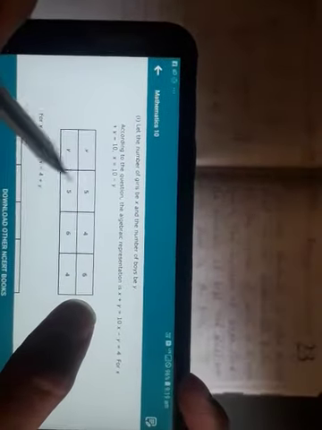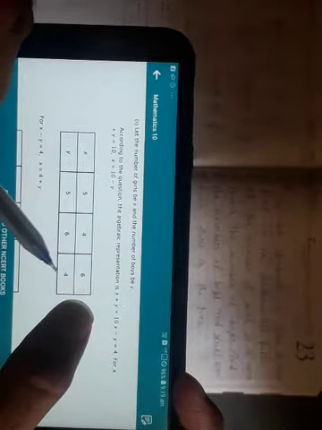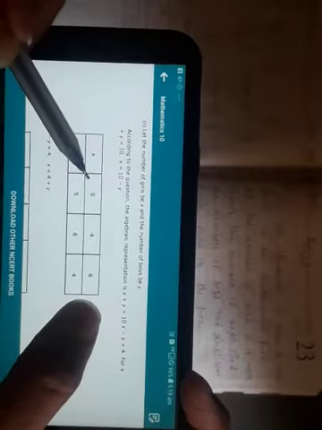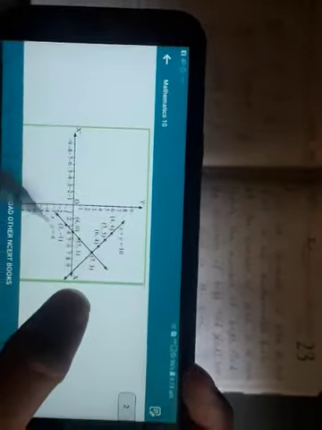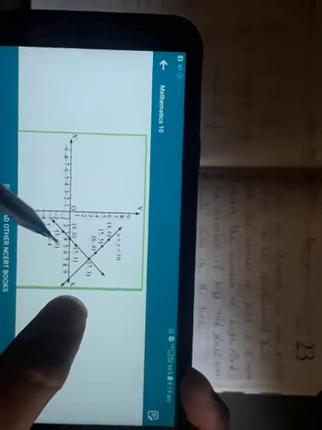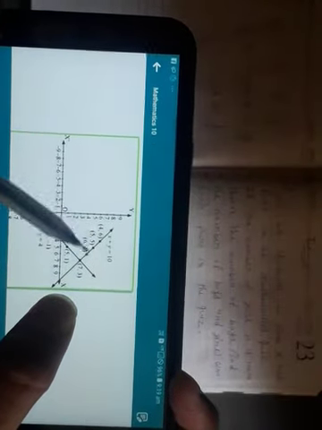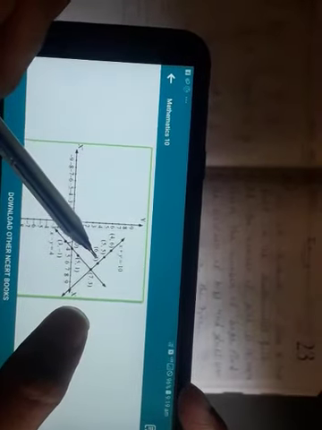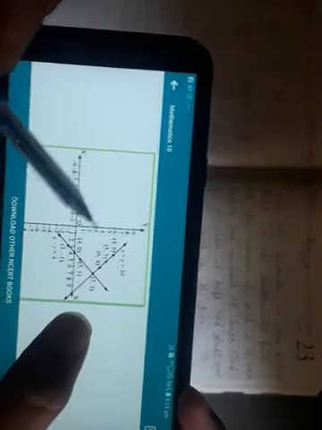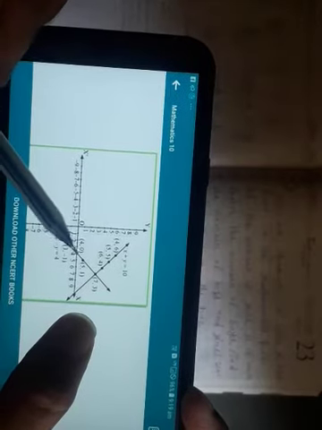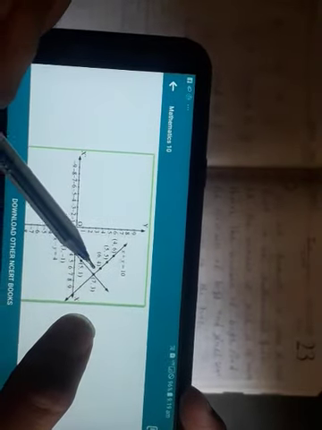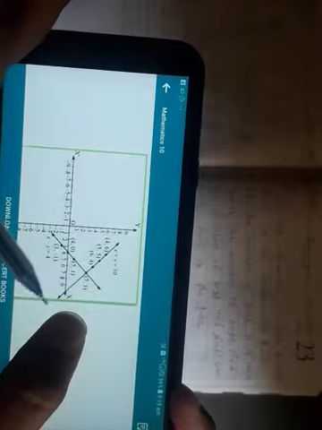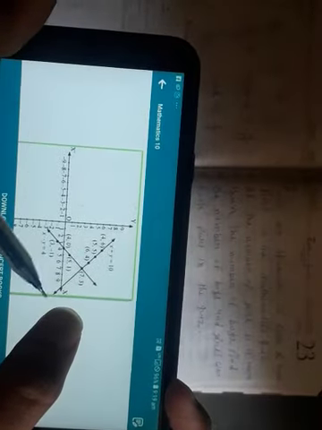See, the points are (5, 5), (4, 6) and (6, 4). So the first point is x = 5, then y = 5. See here, that is the point (5, 5). Then after that they have x = 6, y = 4, then x = 4, y = 6. By joining these points you will get a straight line.